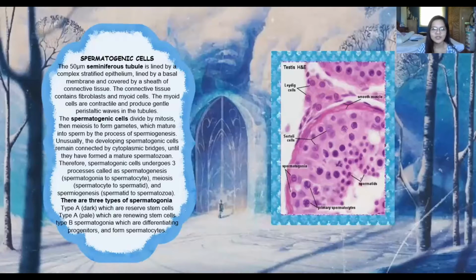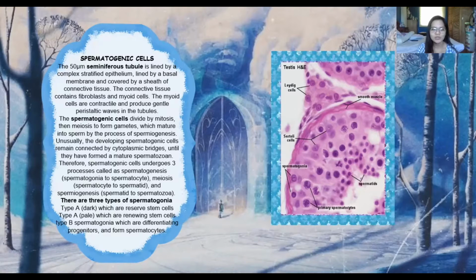The spermatogenic cells divide by mitosis, then meiosis to form gametes, which mature into sperm by the process of spermiogenesis. Unusually, the developing spermatogenic cells remain connected by cytoplasmic bridges until they have formed mature spermatozoa. Therefore, spermatogenic cells undergo three processes: spermatogenesis, spermatogonia to spermatocyte; meiosis, spermatocyte to spermatid; and spermiogenesis, spermatid to spermatozoa. There are three types of spermatogonia.